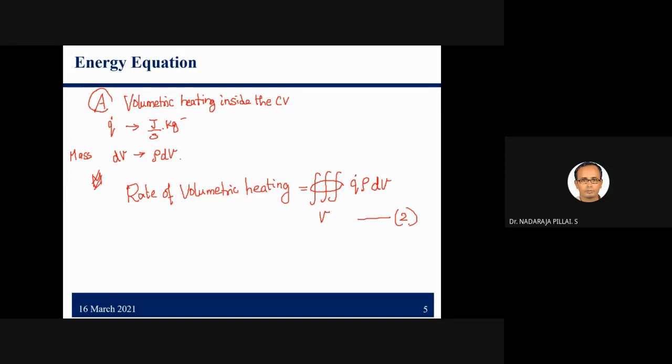So what is Q dot? Volumetric rate of heat addition per unit mass, right? And rho into dV is the mass contained in the elemental volume. So the rate of volumetric heating can be expressed as equation 2. Now the volumetric heat addition, again this increase in heat can be given by various means.